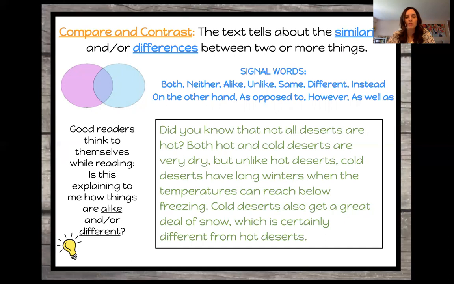So we're going to ask ourselves, is this explaining how two things are alike or different? And I believe that it is because it's talking about deserts, and then it goes on to describe the similarities and differences between hot and cold deserts. So our signal words are both and unlike. So they're both very dry, but one is very hot and one is very cold. And then lastly, the last signal word is different. So cold deserts get a lot of snow, which is different from what we usually think when we hear the word desert.